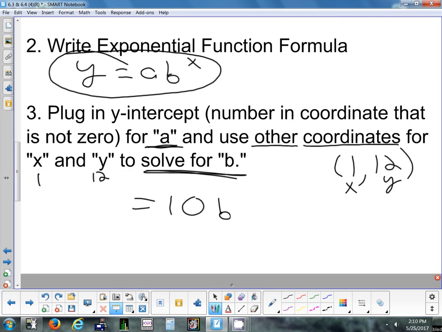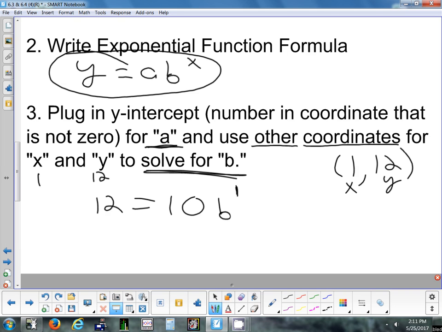Where's the y going to go? Where does that get plugged in? Kyle? Which side? The left side, yeah. So y equals, we already plugged in A. We don't know B, but there's one other letter I know. X. And what's x in this case? X is 1.